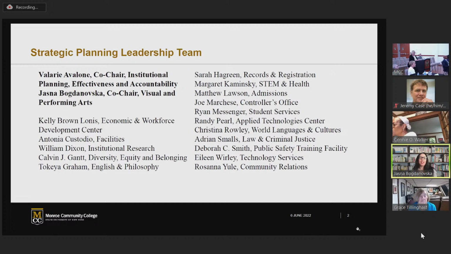So once Valerie and I were appointed as co-chairs, we worked on selecting the group members together with the president and the cabinet, and we came up with a group of 16 members for the strategic planning leadership team. And we wanted to make sure that they're all diverse and representing all different areas of the college. So we had a mix of administration, faculty, professional, and support staff, and we were represented by all divisions and all campuses. So we started with weekly meetings starting in November of last year. And then in January, we started meeting every single Monday morning at 8, sometimes more.